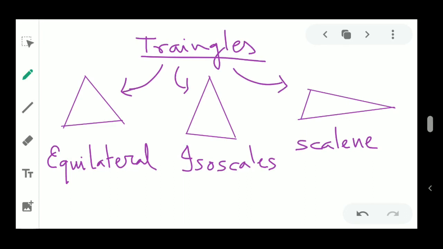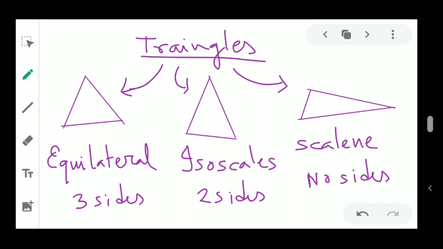So equilateral, those having three sides the same. Isosceles, those having two sides the same. And scalene, those having no sides the same. Okay. Now moving to the quadrilaterals. So there are many quadrilaterals.